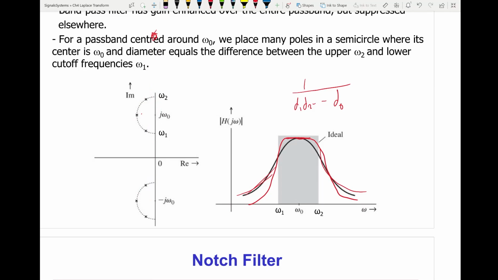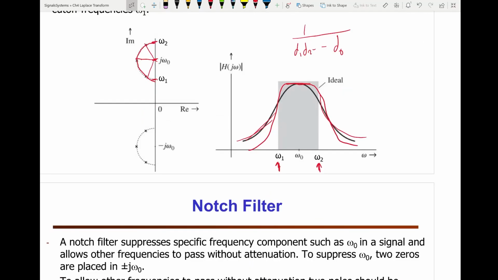Now, how big should that circle be? That will depend on the low cutoff frequency and the high cutoff frequency. That will determine the radius of this semicircle.